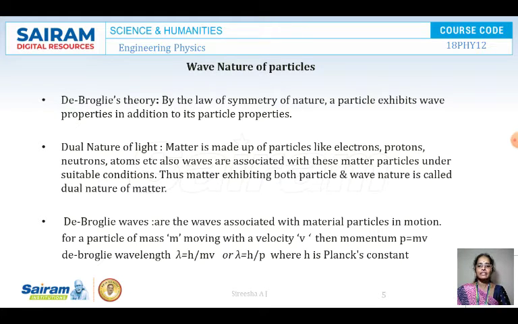For a particle of mass m moving with a velocity v, de Broglie says every moving particle is associated with a wave having a wavelength lambda equal to h by p, where p is the momentum, mass into velocity. So the wave associated with a material particle of mass m moving with velocity v has a wavelength lambda equal to h by mv, or h by p.